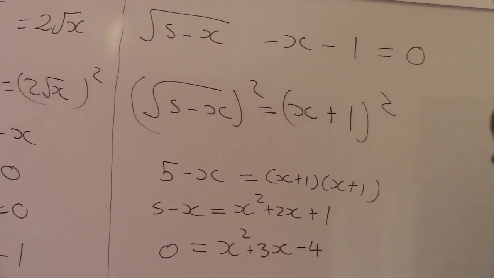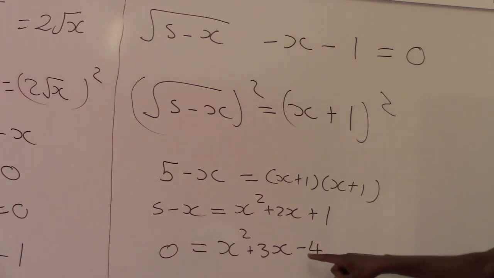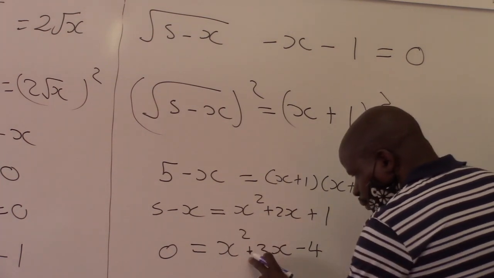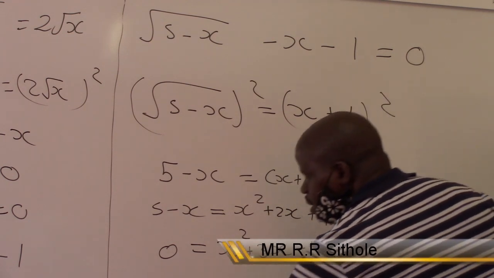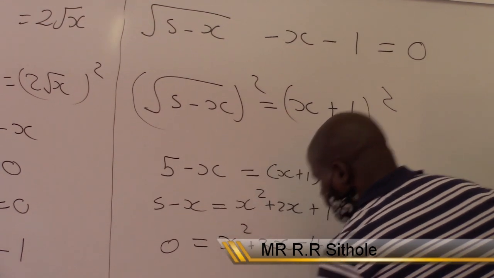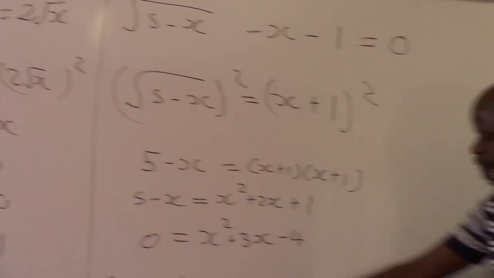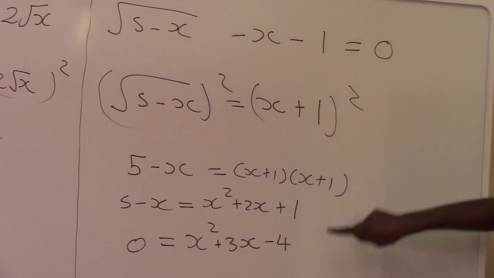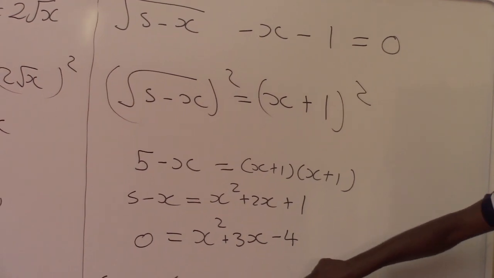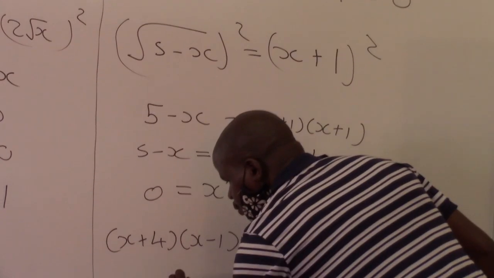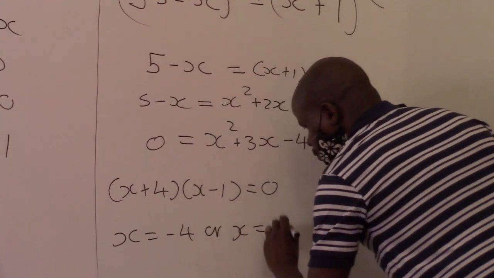If it's in standard form, what we need to do is factorize. In this case, the factors of 4 which will give us 3 are 1 and 4. The 3 is positive, so we will have x plus 4 and x minus 1 is equal to 0. When we have that factor, here you will have a mark for squaring both sides, a mark for standard form, and a mark for factorizing. Then now we have x is equal to -4 or x is equal to 1.